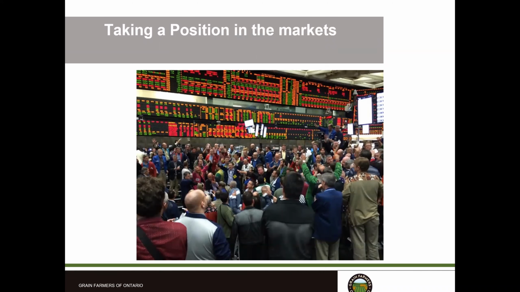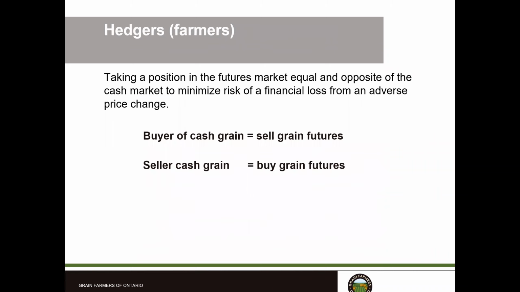Okay. And now we've talked about these markets a bit. Let's look at possibly taking a position. How does the average person take a position in these markets? All right. So again, with the farmers, we're looking at taking a position equal or opposite to the cash market. So for example, buyers of grains. Now we fit in this category. As GFO, we buy grains from our farmers. So the minute we buy it, we're at risk. So what do we do? We sell futures contracts. Makes sense. That way, we've locked in the price.